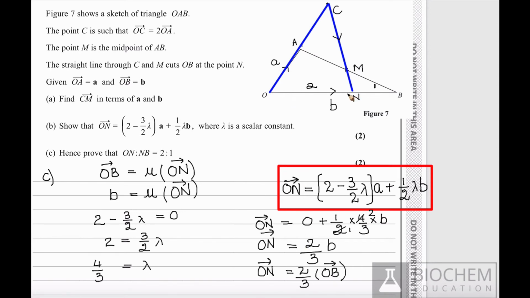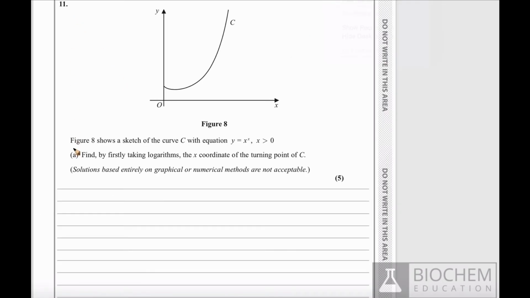So if ON is 2/3 of OB vector, then NB has to be 1/3. Hence we can write down NB vector to be equal to 1/3 OB vector. So taking the ratio now of ON and NB, ON vector colon NB vector is therefore equal to 2:1.